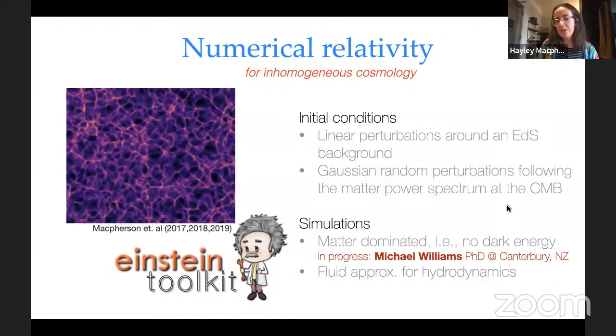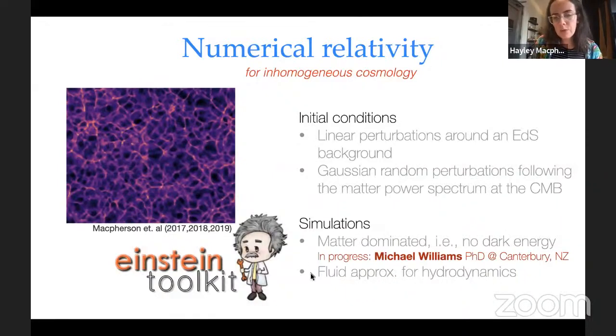And just a few words about the initial conditions and the simulations themselves. So we start our simulations as a linearly perturbed FLRW background, and specifically these perturbations are Gaussian random, and they're drawn from the matter power spectrum at the CMB. And as for the evolution itself, we are currently matter dominated, so we don't have any dark energy. And this is just because the evolution codes that we use weren't written for cosmology. They're written to simulate neutron stars, for which you don't really need a cosmological constant. And so this is in progress at the moment. My PhD student, Michael Williams at Canterbury in New Zealand, is adding a cosmological constant to our simulations to add that extra element to them.